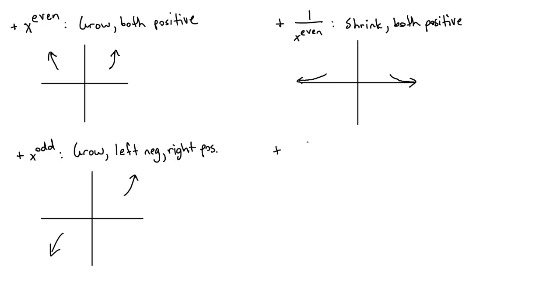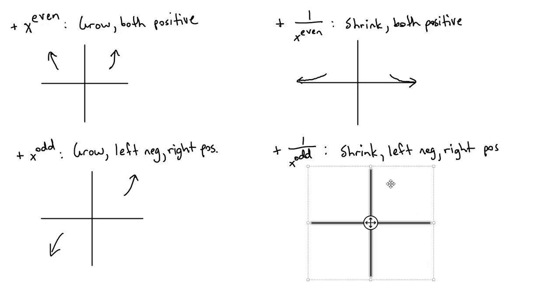Let's look at a positive coefficient times 1 over x to an odd power. We're dividing by x to an odd power now. Since we're dividing here, both ends shrink. But since it's an odd power, the left end is negative, and the right end is positive. Okay, so let's see how that plays out. Again, what I mean by shrink is approaches 0.